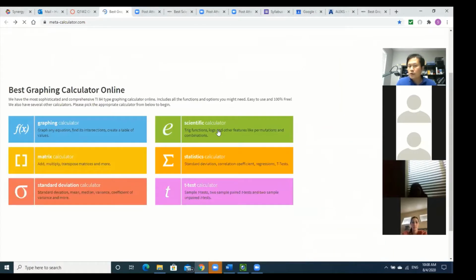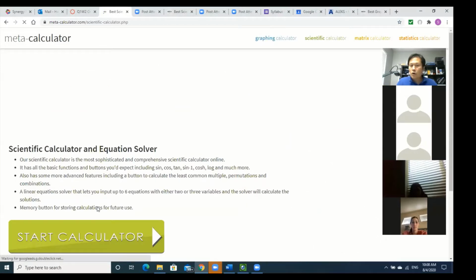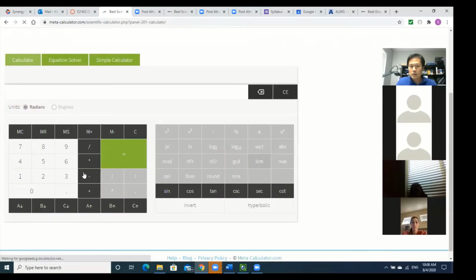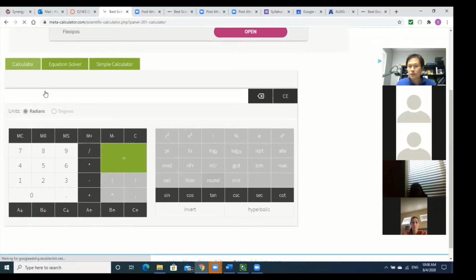Scientific calculator, there's a scientific calculator with more function keys available, like this, a log button, square, and all that stuff. Again, if you have a scientific calculator, that's better. But if you don't have anything, here's something you can play with.